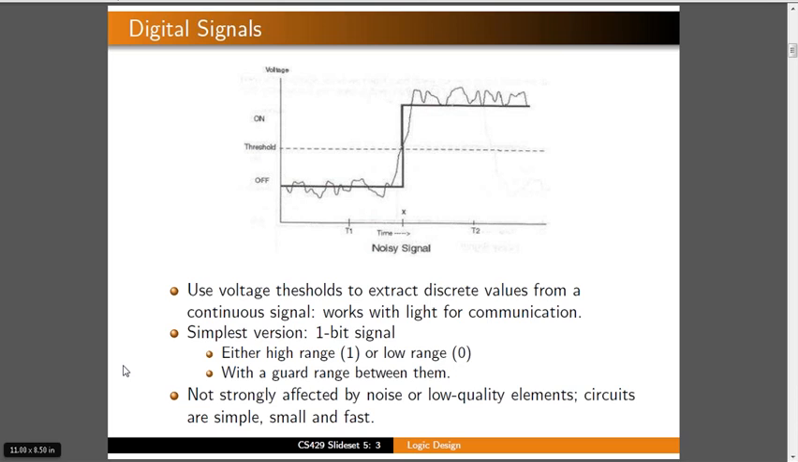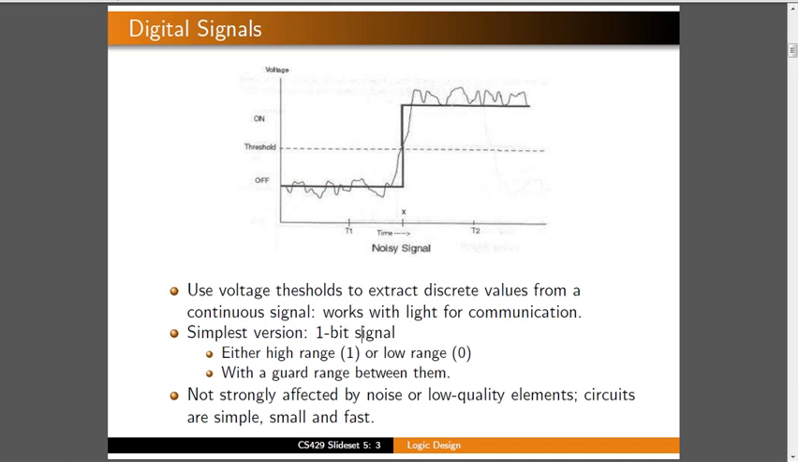Next is digital signals, meaning how bits are carried via digital signals. So these are the digital signals, and bits are transferred from one location to another with the help of digital signals. This says use a voltage threshold to extract discrete values from a continuous signal, which works well for communication.